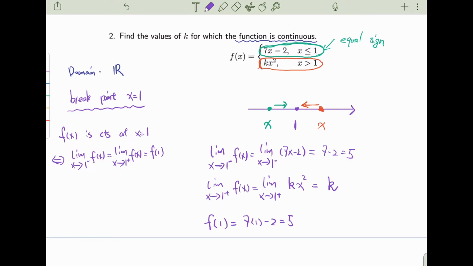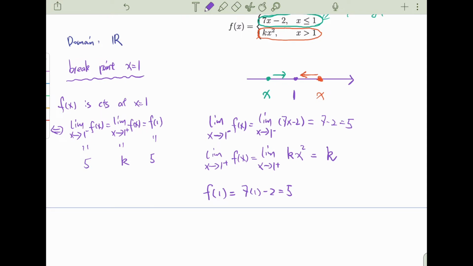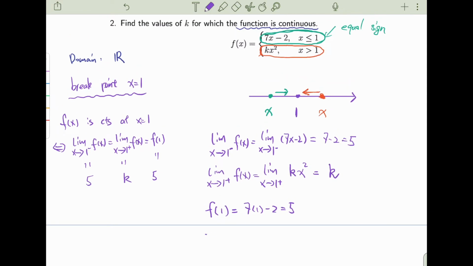And since the function is continuous, it has to be continuous at the point x equal to 1. And these three things have to be equal. So this is my 5, this is my k, this is my 5, right? Since they have to be equal, it forces this unknown k to be equal to 5.